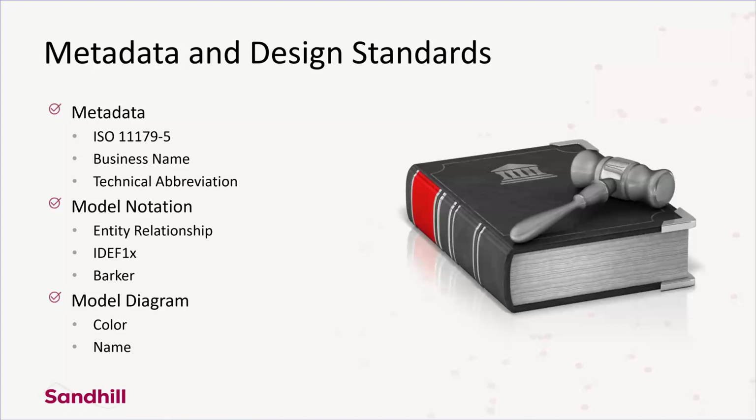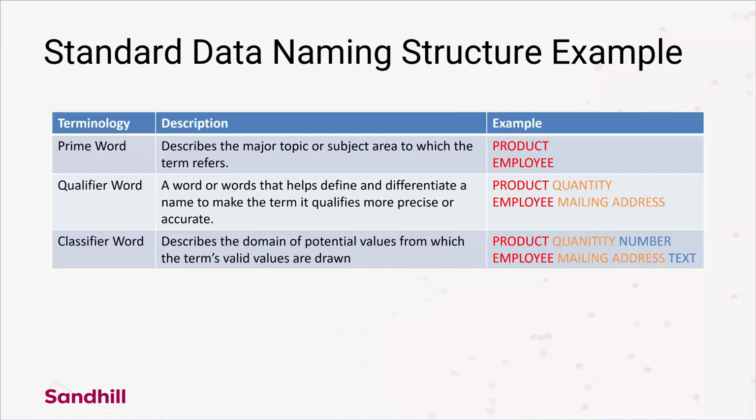So let's take a look at naming things in a little bit more detail. This is just an example of the ISO standard 11179 data naming. It starts with three basic areas: a prime word, a qualifying word, and a classifying word. Prime word is usually that word that describes the concept or the subject. So in this case, I've got a product and employee, both of which might actually be considered critical data elements. Qualifying word adds a little bit more help to differentiate it. So in this case, I've got a product quantity and an employee mailing address.